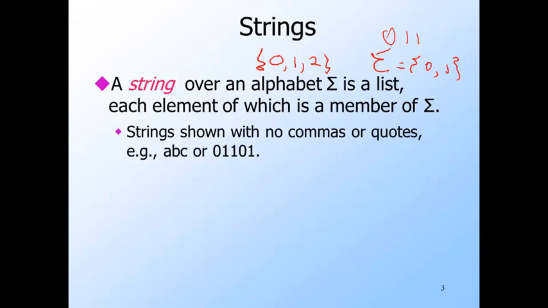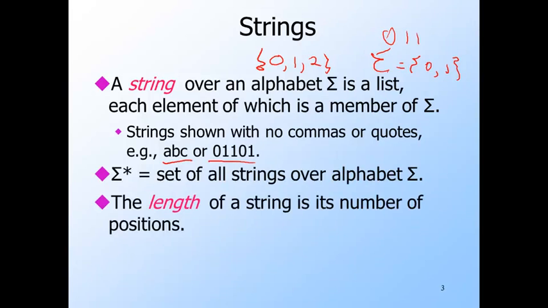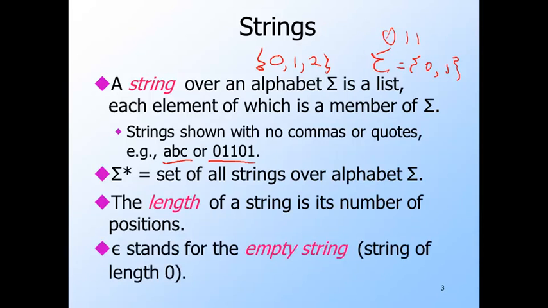Unlike programming languages, which typically put quotes around strings, we're not going to do that. And even though strings are lists of symbols, we're not going to separate the symbols by commas or other separators. We'll just write down the strings like this. We use the expression sigma star for the set of all strings over the alphabet sigma. The length of a string is the number of positions in that string, and a special string is the empty string, which has length 0. We represent it by epsilon.